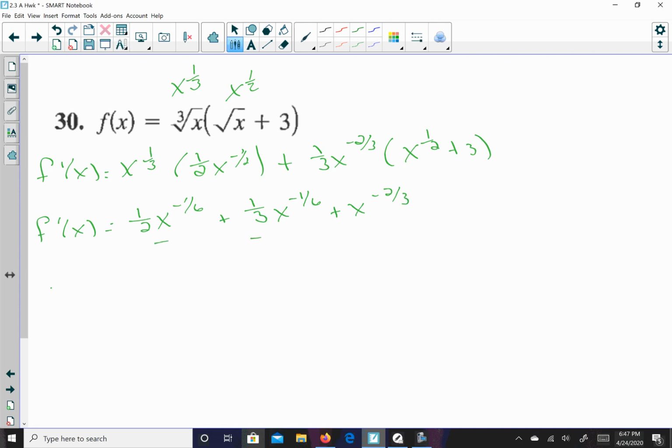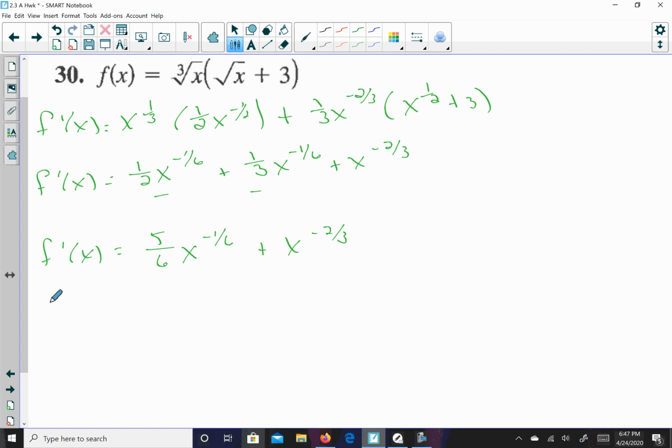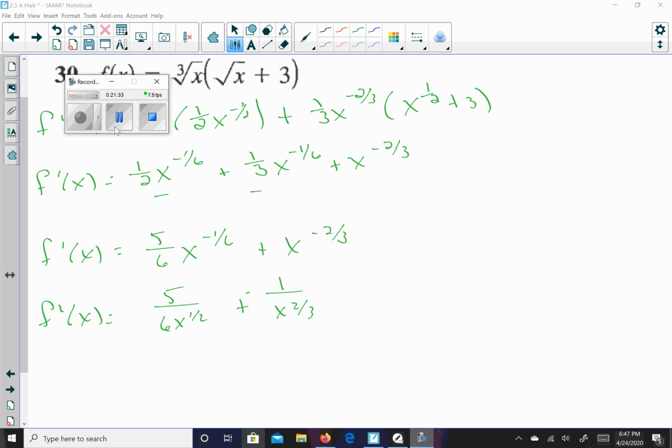These two are like terms. So when I add 1/2 to 1/3, I get 5/6. Then this is x to the negative 1/6 plus x to the negative 2/3. Then here I'm going to rewrite so I don't have that negative exponent and have 5/6 times x to the 1/2 plus 1/x to the 2/3. And I can leave it like that. I can put it back in radical form, but I would probably just leave it like that. Okay, moving on to the next one.